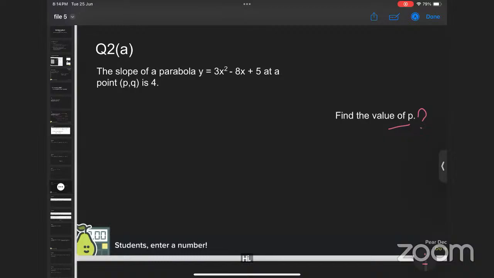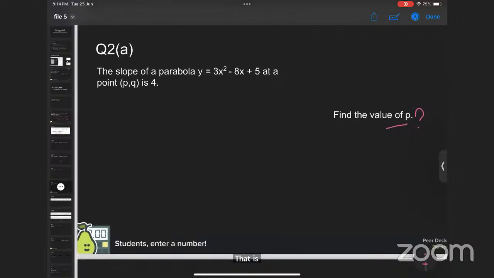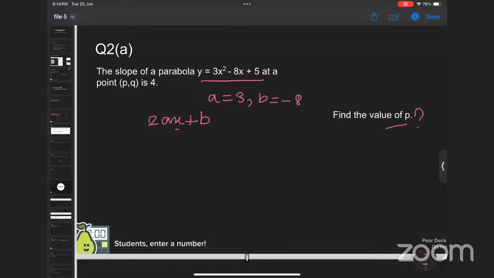So let's start. The answer is 2. We have the parabola. We know the equation of the slope is 2ax plus b, right? At the point x, our a is 3, our b is minus 8. Just put the value, and at the point p, that means we have 2 into 3p minus 8, which equals 4. That means 6p equals 4 plus 8. That means p equals 2.